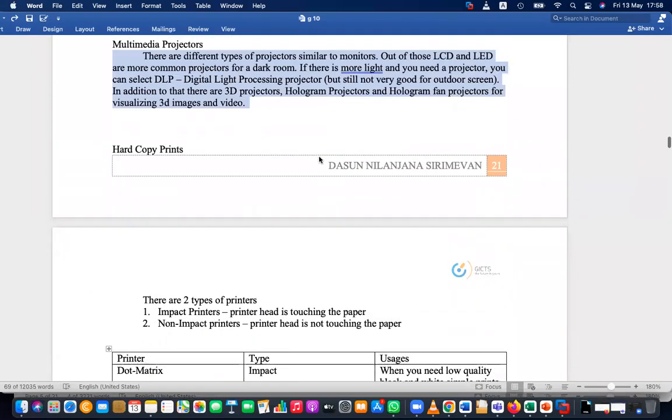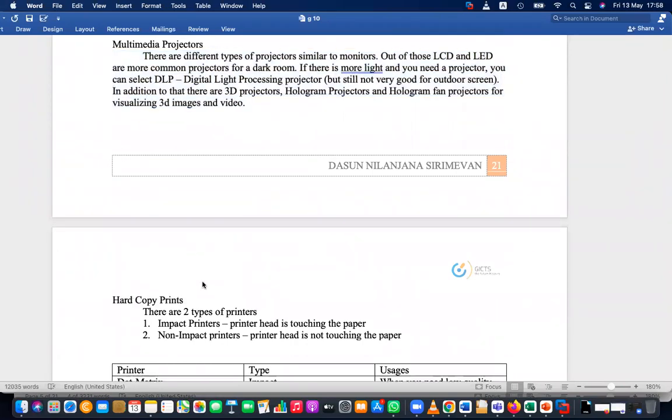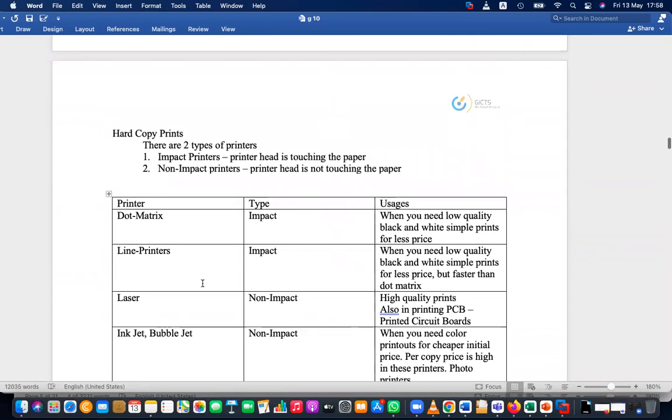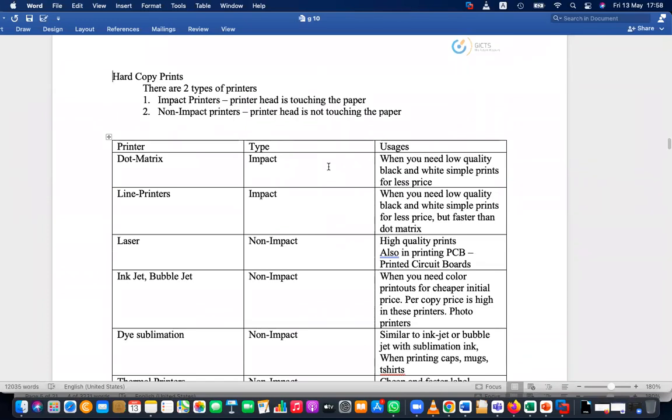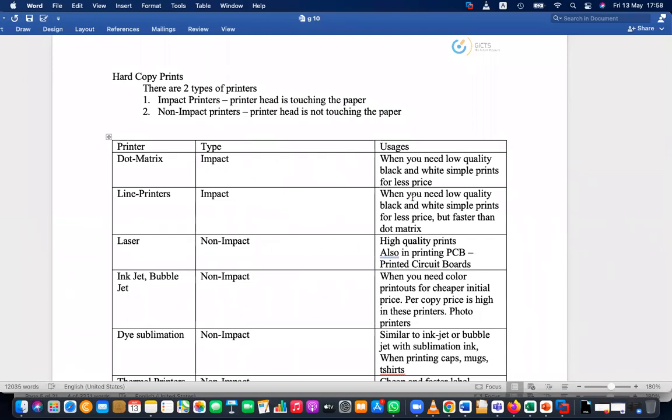That is the hard copy prints. We discussed the soft copy and hard copy prints. And when we discuss the hard copy print, there are 2 types of printers. One is the impact printer. Impact means the printer head is touching the paper. The other one is the non-impact printer, where the printer head is not touching the paper. When the printer head touches the paper, we call it impact.